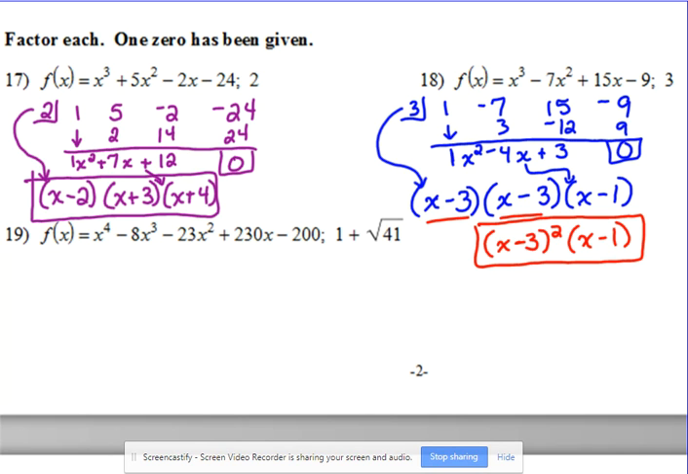And here's an example of some multiplicity. X minus 3 is 2 of our factors, so 3 is our root with multiplicity of 2.